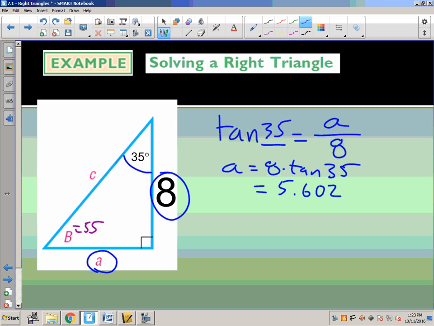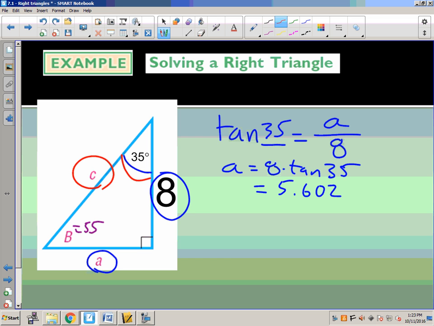Let's stick with the 35 again. So the equation's got C and 35 in it, and we've got a couple choices. We could use either the 8 or the 5.602. What's going to be the better of those two choices? 8, because what? Because it's an exact number. 5.602 is rounded. We don't want to use an imperfect number as part of the calculation, if we can avoid it.